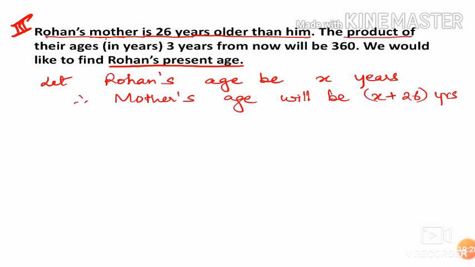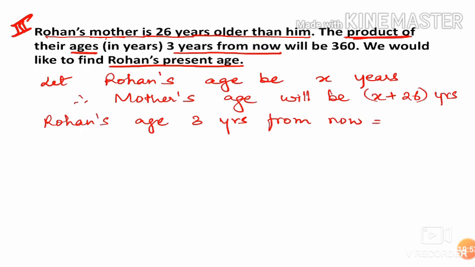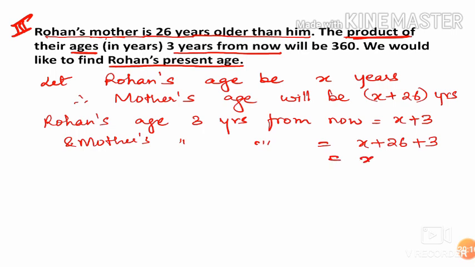The product of their ages 3 years from now. So Rohan's age 3 years from now will be 3 years more than his present age, that is x plus 3. And mother's age 3 years from now will be x plus 26 plus 3, which is x plus 29.